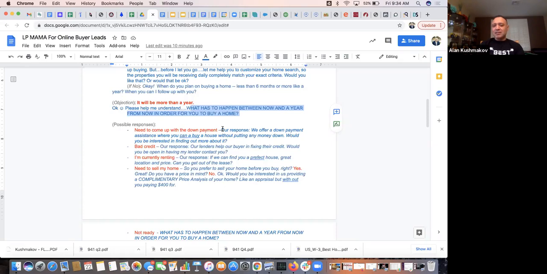Right? But you can help them with down payment assistance where they can come up with $900 or $1,000. They're buying a $200, $250, $300, $350 house, just like that. So that's one.